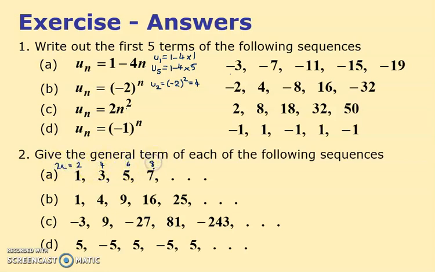So you notice I don't want 6, I want 5. I don't want 8, I want 7. So I have to take away 1. So that's my answer, 2n minus 1. Next one, 1, 4, 9, 16, 25. Well, you either recognize this or you don't. These are what we call the square numbers. So un equals n squared. Notice this, 1, 4, 9, 16, 25.